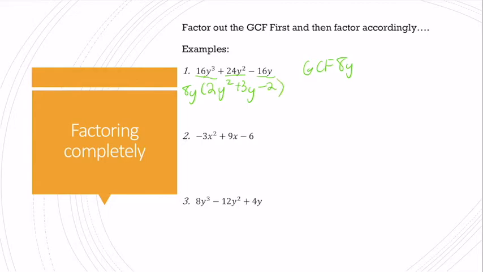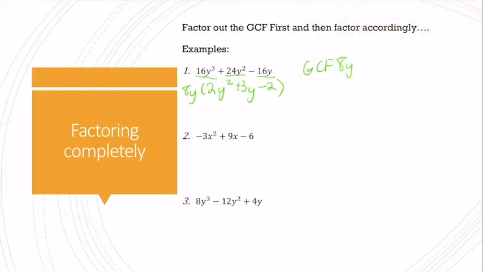And now I can factor this by finding the factors of AC that add up to B. Well, AC in this case is 2 times negative 2, which is negative 4. So what are some factors of negative 4 that would add up to 3? How about negative 1 times 4? So I can pull apart that middle term.